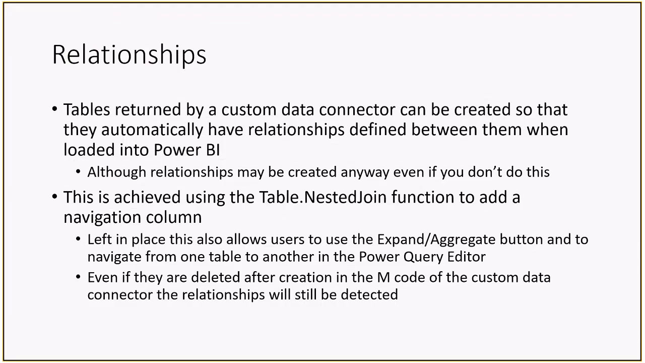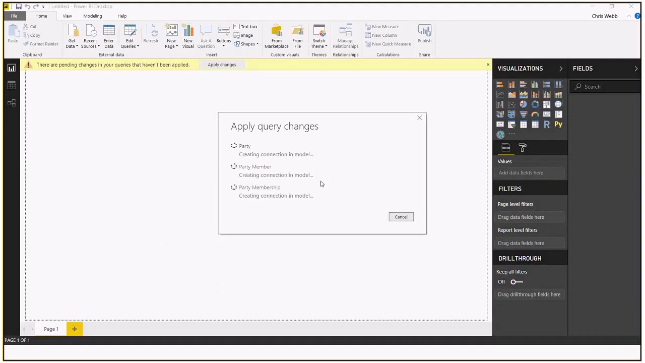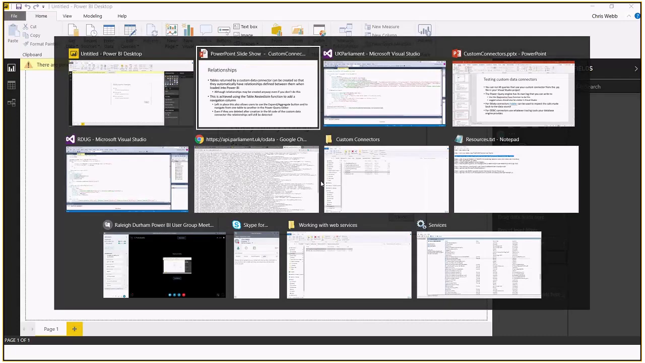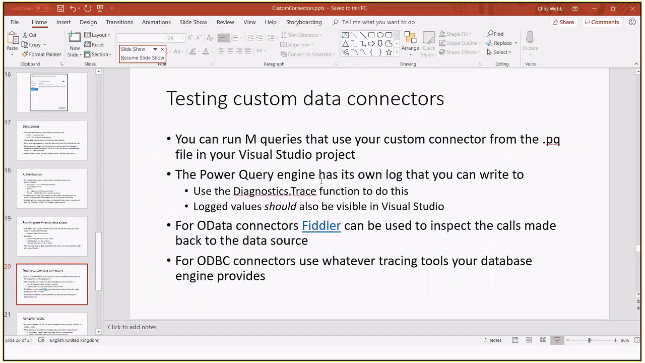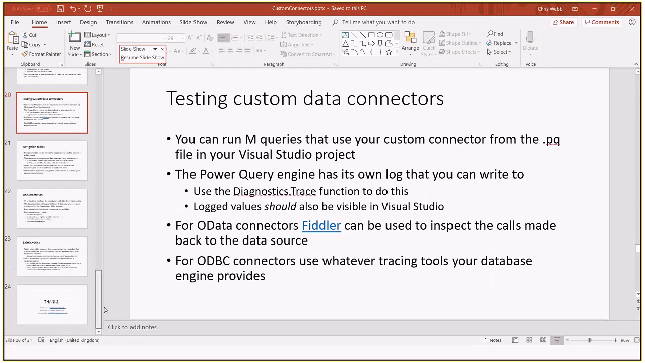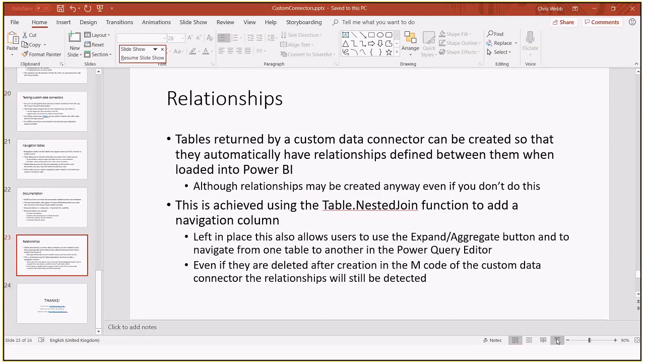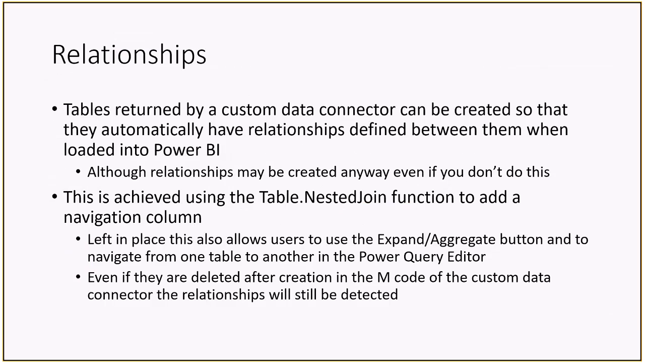If I click Close and Apply and load this data into Power BI, what we will find is that when these tables are loaded in, I not only get the tables, but I should also get the relationship set up between these tables. Now, to a certain extent, this will happen automatically by Power BI looking at the names of my columns and the data types, but I can actually specify for relationships to be created between tables by actually writing some M code using the Table.NestedJoin function.